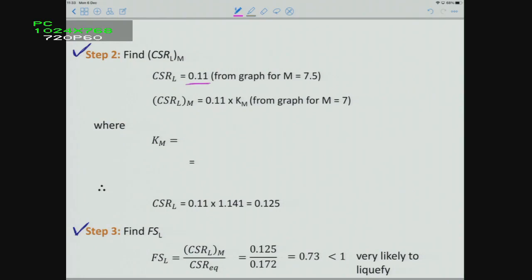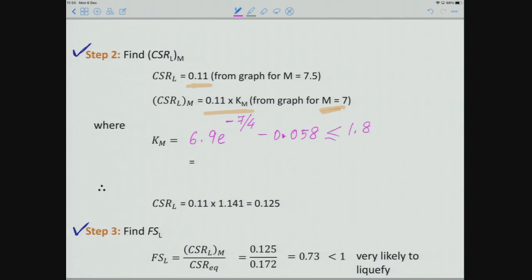Okay, and since it is not the same magnitude of 7.5, we will apply a correction factor, and for that the correction factor calculations are: 6.9 e to the power minus 7 by 4 minus 0.058, and this has to be less than or equal to 1.8, and this comes out as 1.141, and this is true, so we will accept this value, put it back here, and that is what I have done here. I get this CSRL as 0.125.